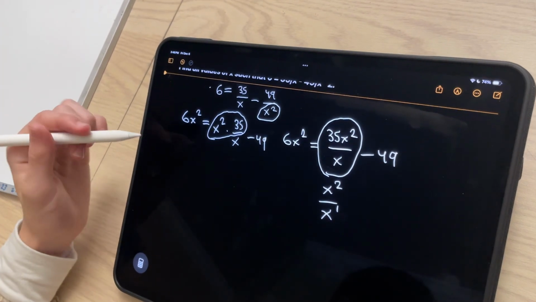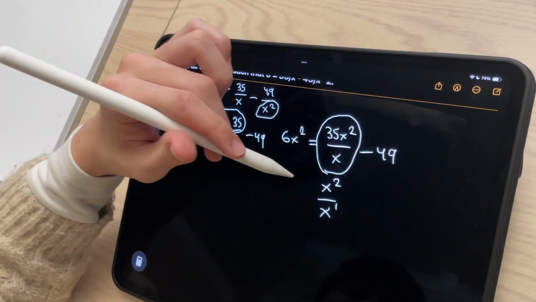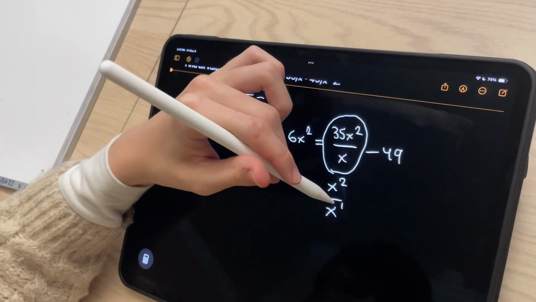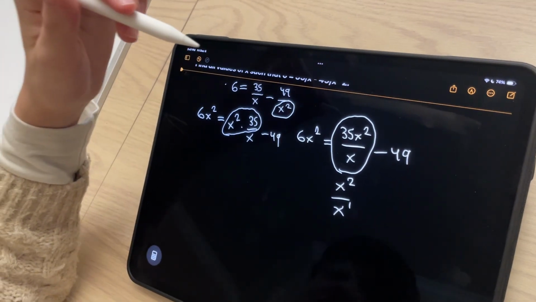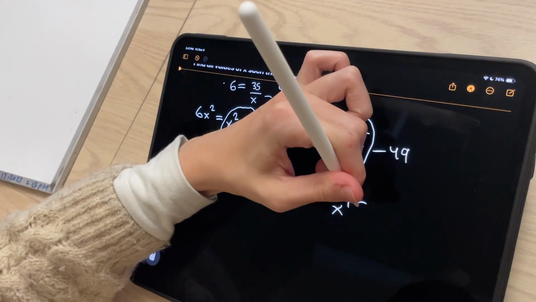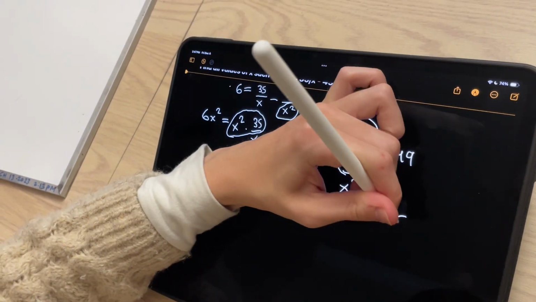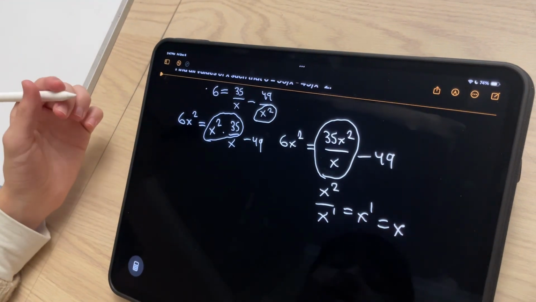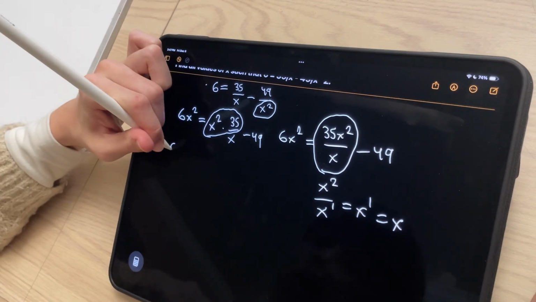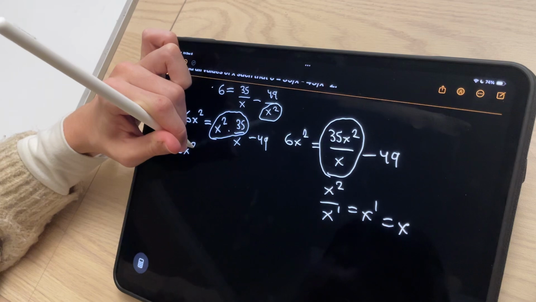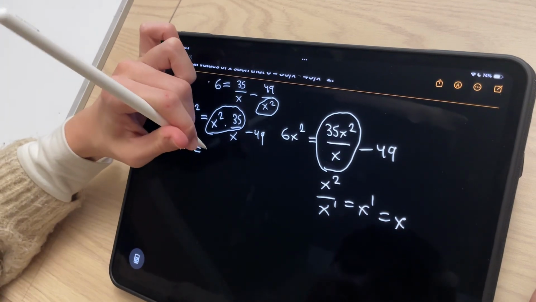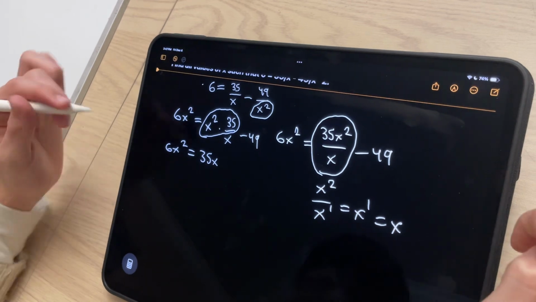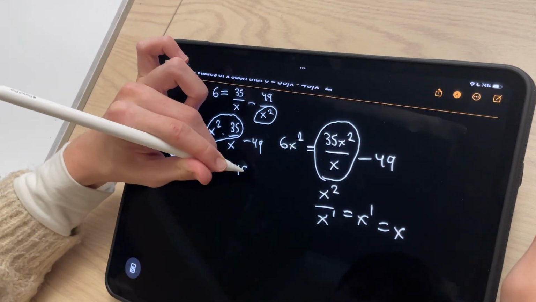So what we can do here is subtract the powers since these have the same base of x. We have x squared over x to the first. That's 2 minus 1, which is the same as x to the first, or just x. Okay, now that we've dealt with that, we have a radically simpler quadratic equation, or close to one anyway. We have 6x squared equals 35x minus 49. The fraction just goes away because we converted this to x.